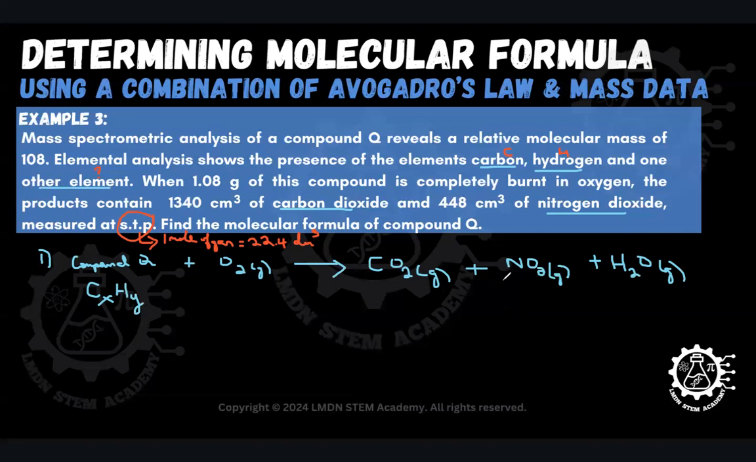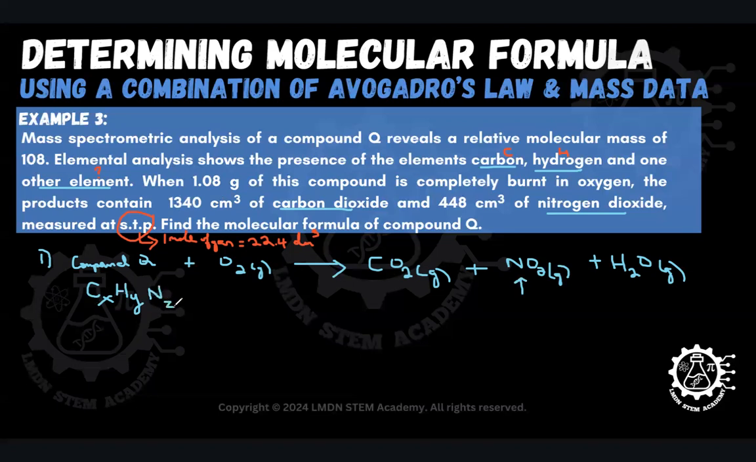And if we look at our equation that we came up with, using the information that they gave us, we saw that there's this N. Where must this N have come from? It must have been in the compound Q as well. So we're going to put N as our mystery element. We figured out our mystery element and it's N. So we're going to put N here in compound Q.